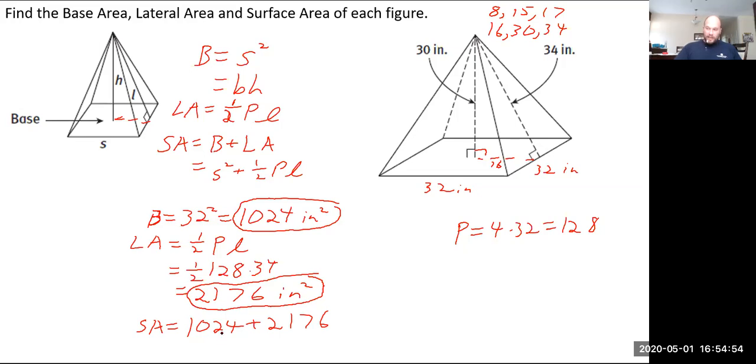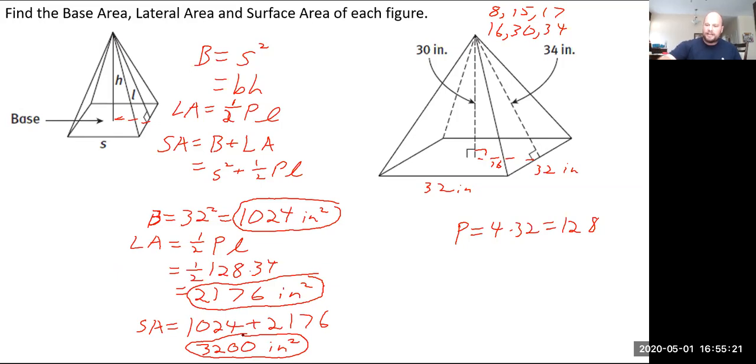So add that 1,024 and the 2,176, and you get a total of 3,200 inches squared. So again, that's our last part of this problem. That's our surface area. And I'll have to correct that on the notes online. But that's it for today. That's where I ended notes.